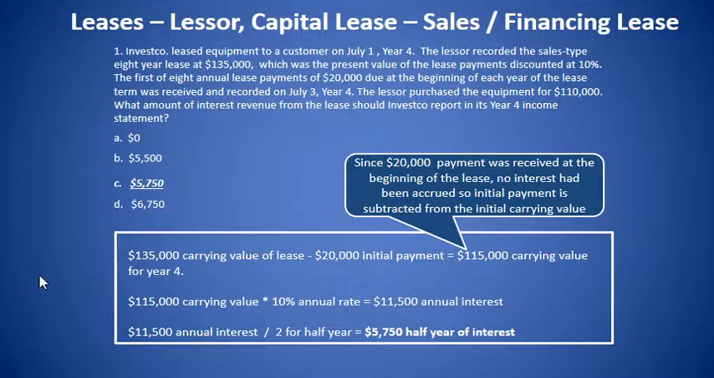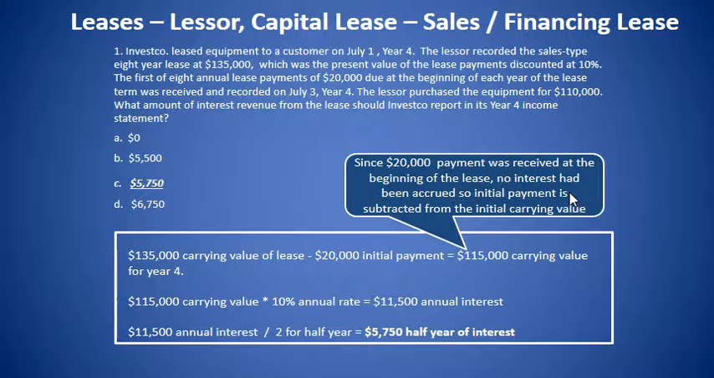Okay, number 1, the question is, what amount of interest revenue from the lease should Invesco report in its year 4 income statement? In this case, the answer is C, $5,750. Now, we have to remember that the first of 8 annual lease payments of $20,000 due at the beginning of each year of the lease was received and recorded on July 3rd of year 4. In other words, a day or two right after the lease was entered into. Since the $20,000 payment was received at the beginning of the lease, no interest had really accrued. So there was no passage of time, so no interest accrued.